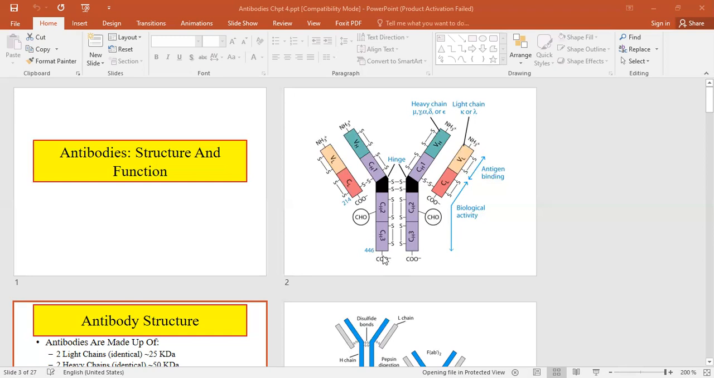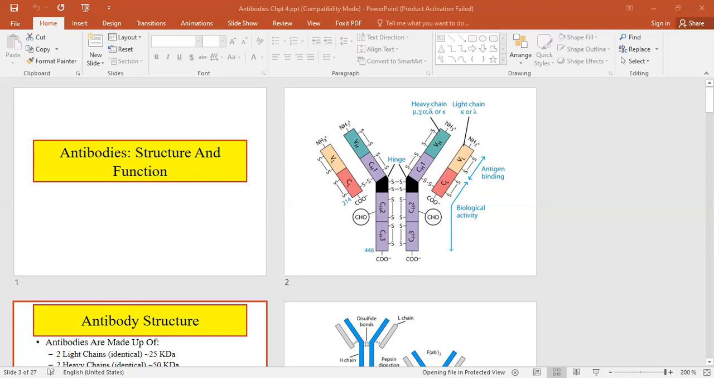And this is the carboxyl group, and this is the amino group which is present on the surface. The two ends are there, amino group and the carboxyl group, because this is an amino acid also, and this is a protein.